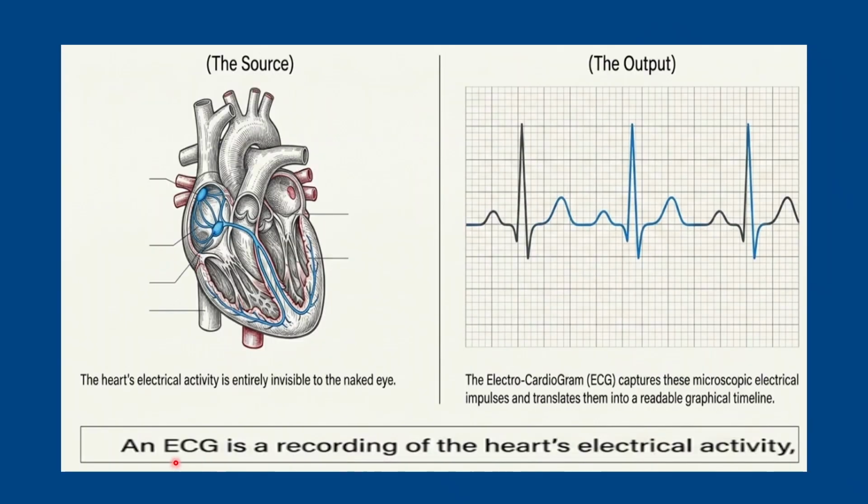It's very important to understand that an ECG is a recording of the heart's electrical activity. It is something which we can't see with the naked eye in the heart. When you do an echocardiography, you can see the contraction and relaxation, the mechanical movements of the heart, but you will not see the electrical impulses behind it. The output of these electrical impulses is our ECG tracing, which captures the microscopic electrical impulses and translates them into a readable graphical timeline.